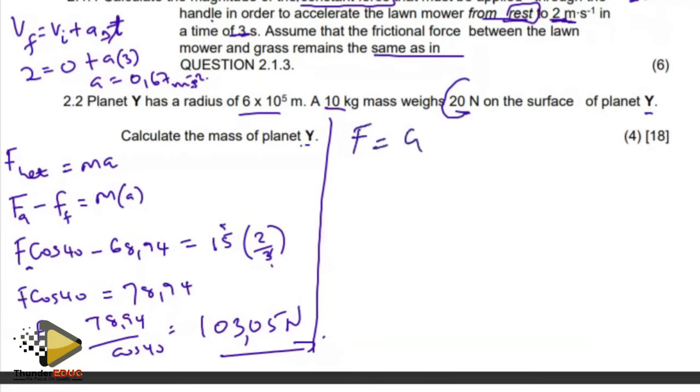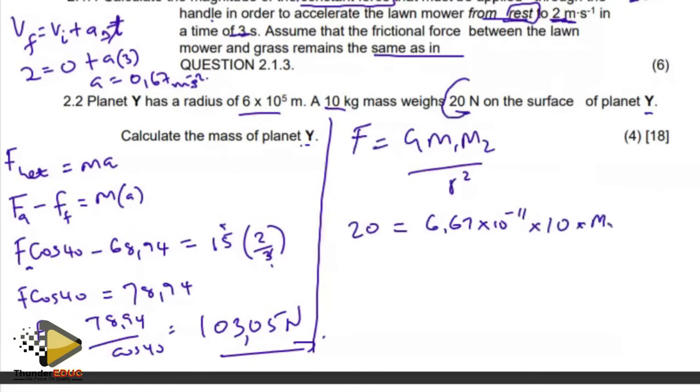So from F is equal to G m1 m2 over R squared, my force is going to be 20. The question wants the mass. I know my G from the information table, 6.67 times 10 to the negative 11. I'm multiplying it by the 10, multiplying it by the mass of Y, and then they told us the radius is 6 times 10 to the 5. Everything must be squared. Okay, so I can simplify the right-hand side.